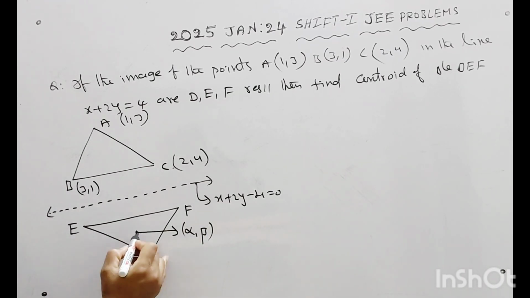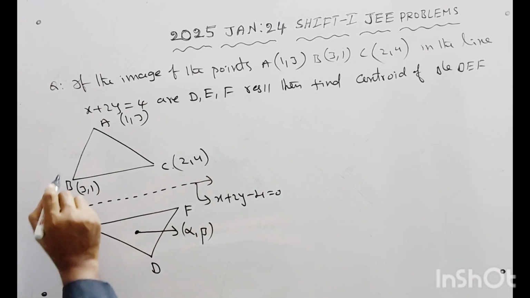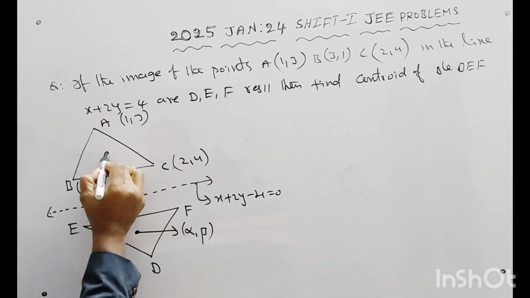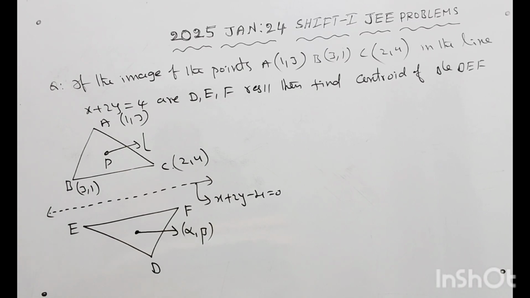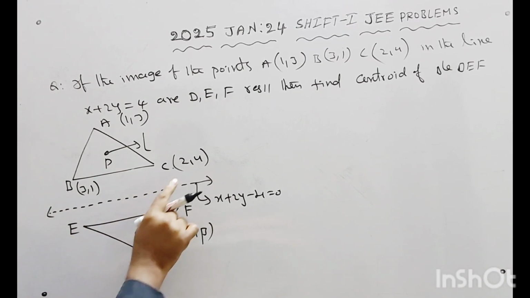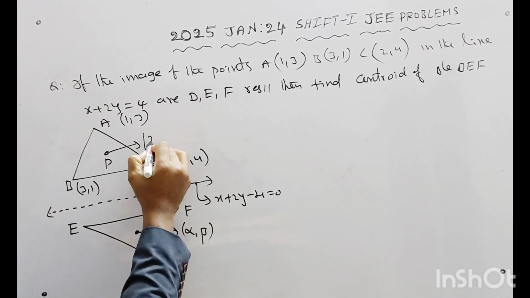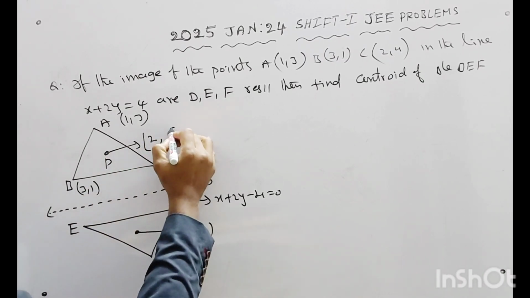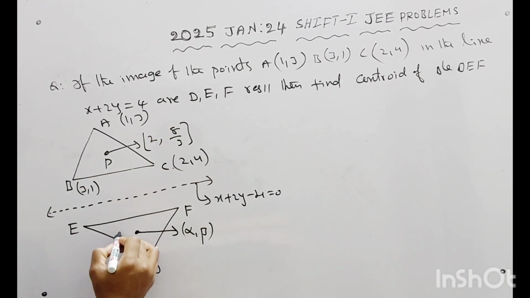First of all, you find out the centroid of triangle ABC. I am taking this centroid as P. What is the formula? x1 plus x2 plus x3 by 3. That means 2 plus 3 is 5, 5 plus 1 is 6, so 6 by 3 is 2. Similarly, 4 plus 3 is 7, 7 plus 1 is 8, so this is 8 by 3. So this triangle centroid is 2, 8 by 3. I am taking this as point Q.